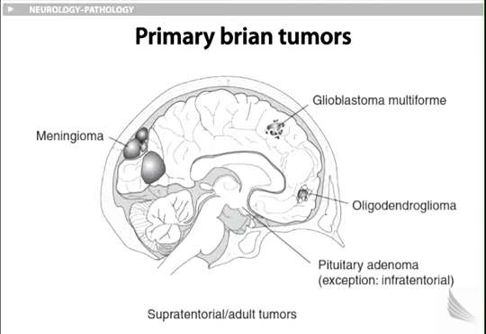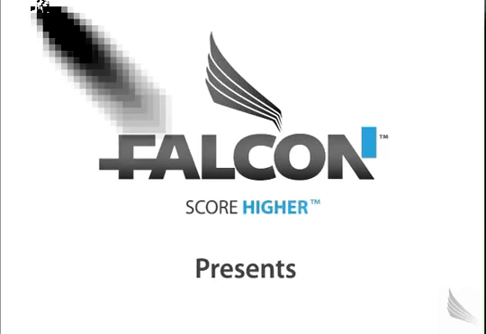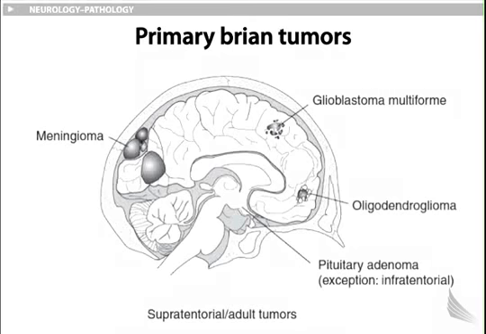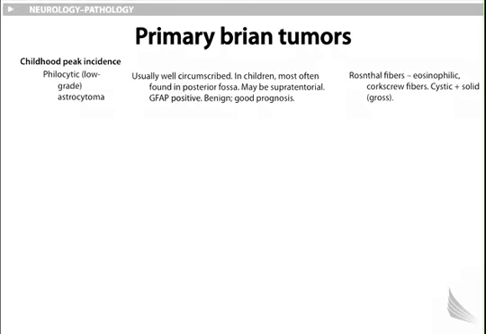This figure illustrates the common sites for the various kinds of tumors described in the previous slide. The tumor types found in childhood are very different than those found in adults. For example, pilocytic or low-grade astrocytomas are commonly seen in children. These are usually well-circumscribed tumors, often found in the posterior fossa, although they may be supratentorial. Because they are derived from glial cells, that is, astrocytes, they are GFAP positive, and generally speaking, these are benign tumors with a good prognosis.